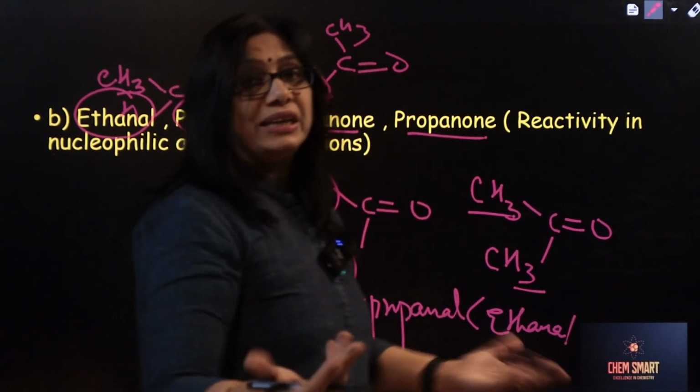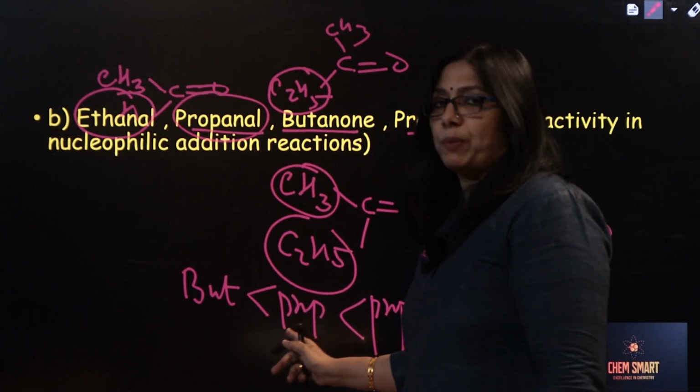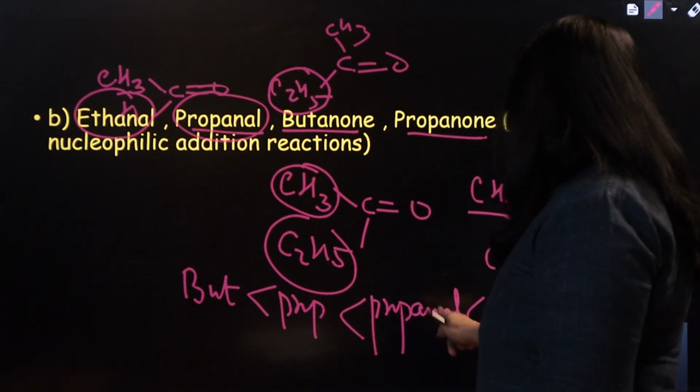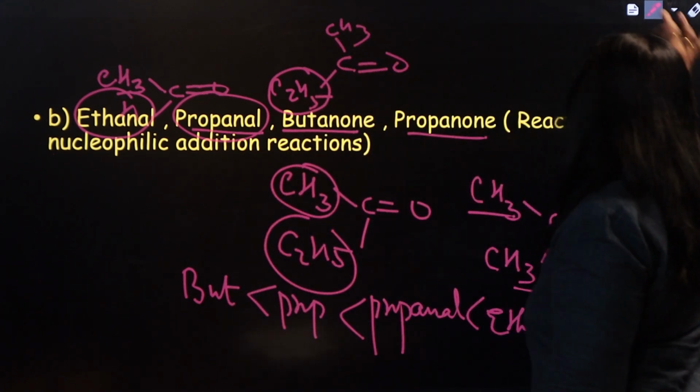It is also an in-text question from your textbook. So what's the order? Butanone less than propanone, less than propanal, less than ethanal. I hope the concept is very clear to you.